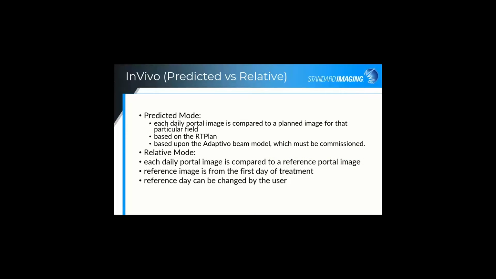Just a bit more information and clarity on the predicted versus the relative mode. So the predicted mode, each daily portal image is compared to a planned image for that particular field. And so this is a field-by-field analysis or per arc. It's based on the RT plan and, of course, the Adaptivo beam model, which must be commissioned. For relative mode, each daily portal image is compared to the reference portal image, and the reference image is by default the first day of treatment, but it can be modified by the user.